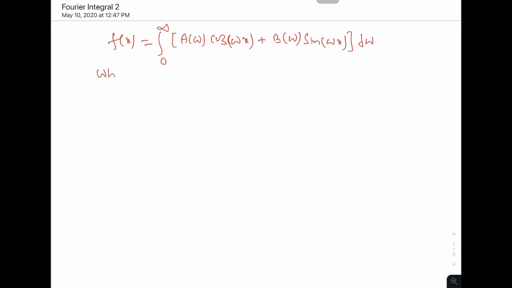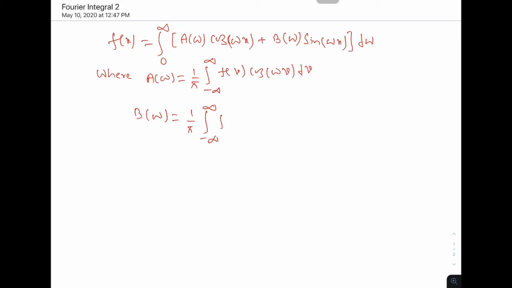Where a(omega) equals 1 upon pi integration minus infinity to infinity f(v) cosine(omega v) dv, and b(omega) is 1 upon pi integration minus infinity to infinity f(v) sin(omega v) dv.